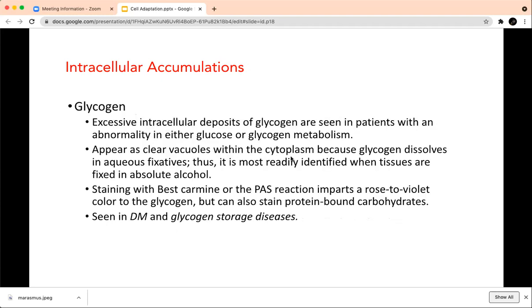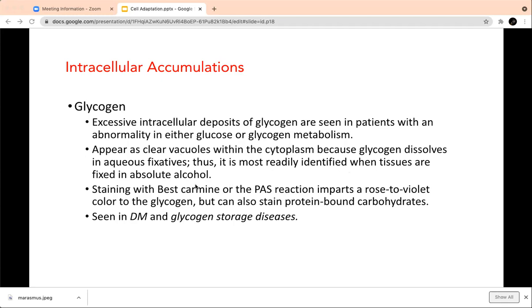Now for glycogen naman, again, excessive intracellular deposits of glycogen are seen in patients with an abnormality in either glucose or glycogen metabolism, as seen in your diabetes and your glycogen storage diseases. And remember that glycogen appears as clear vacuoles within the cytoplasm because it is usually dissolved in aqueous fixatives. Thus, it is readily identified when the tissues are fixed in absolute alcohol.